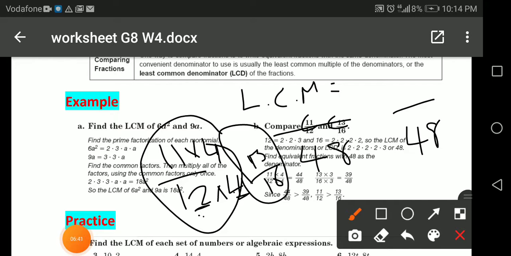12 times 4 equals 48. When I say here 4, what I do down, I do up. 11 times 4 is 44. What happens to 16 to become 48? It multiplies by 3. 3 times 6 will give me 18, and then carry 1.